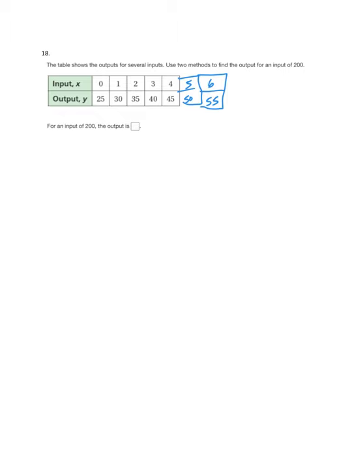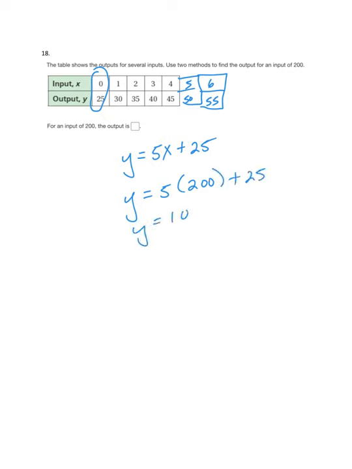I'm going to say, okay, every time x increases by 1, the y is increasing by 5. So that's kind of like a slope of 5. So our output is going to be 5 times the input. But then I have this 0.025, which tells me that I'm also going to add 25 to that. So I have y equals 5x plus 25. If my input is 200, y will be 5 times 200 plus 25. That's 1,000 plus 25. Y is 1,025.